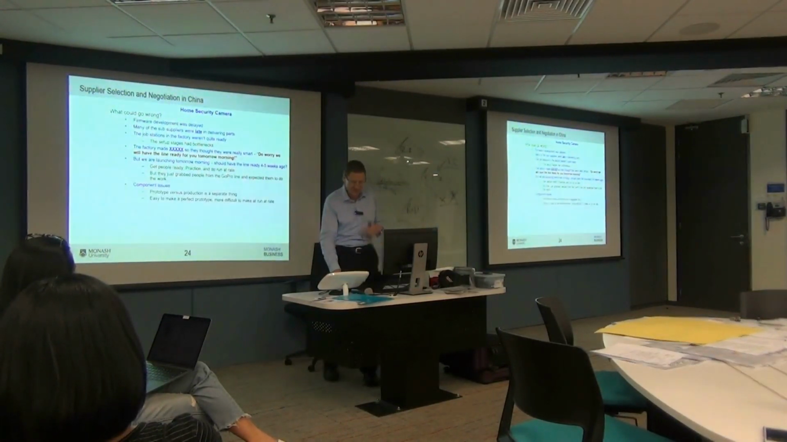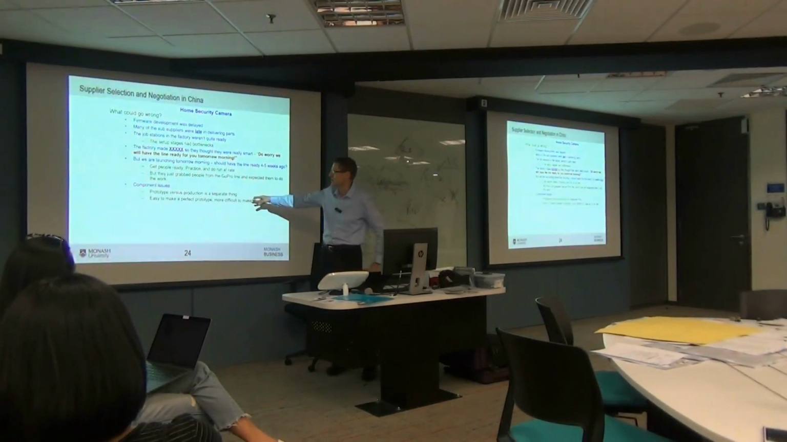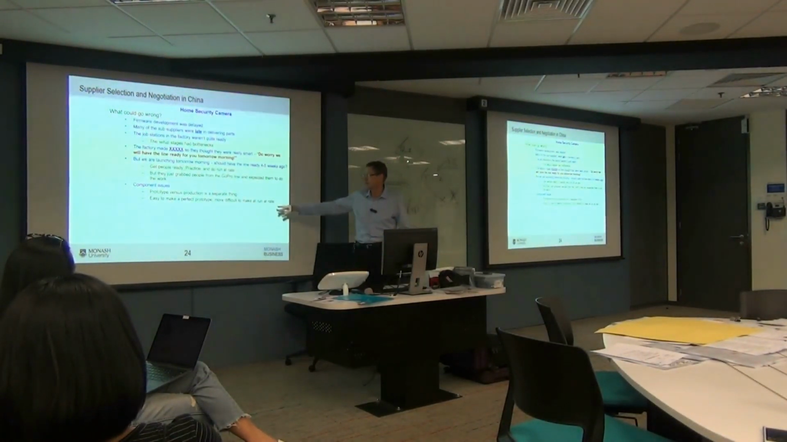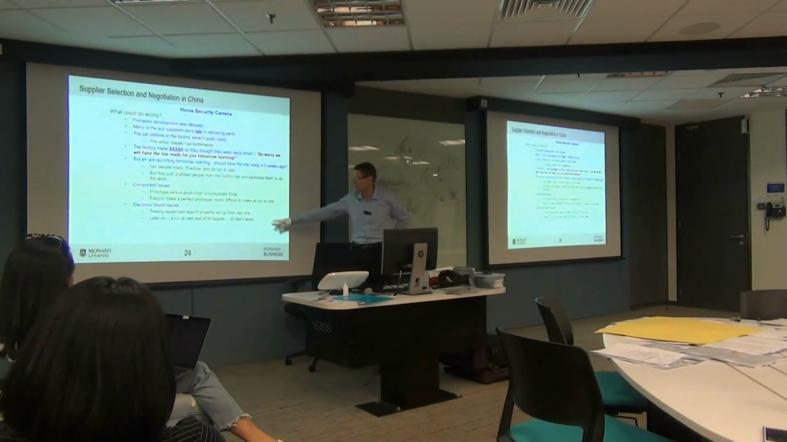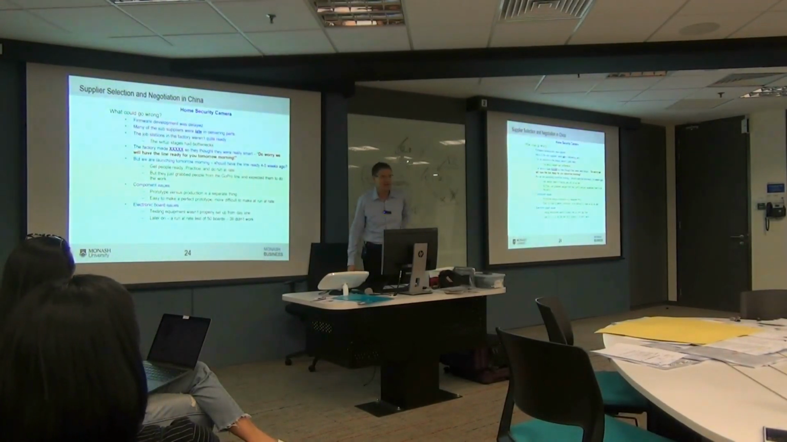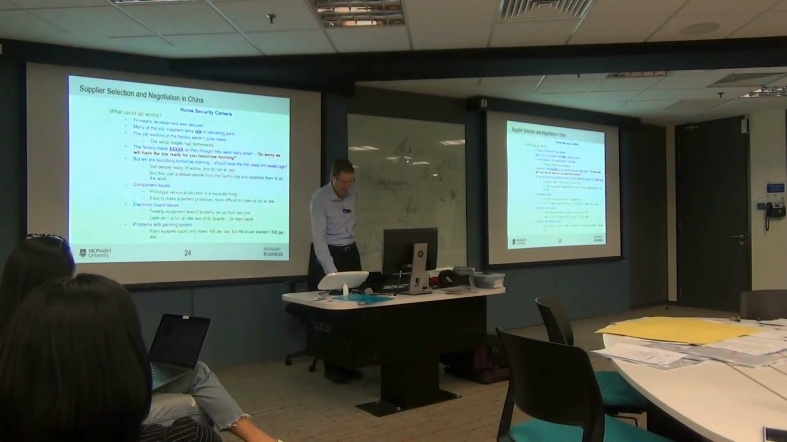Okay? That's not all. There are component issues. Prototype versus production is a separate thing. And it was easier to make the perfect prototype, which they did, but they didn't practice enough in making the run at rate of the item. And they had electronic board issues. Testing equipment wasn't properly set up. And later on, the run at rate test of 50 boards, 39 of them didn't work. 39 didn't work.